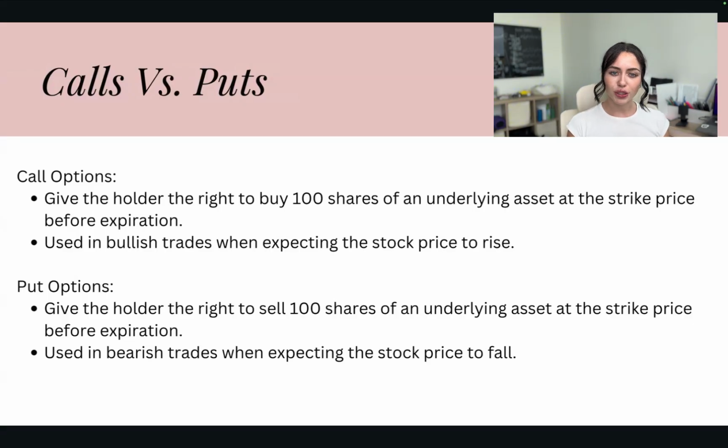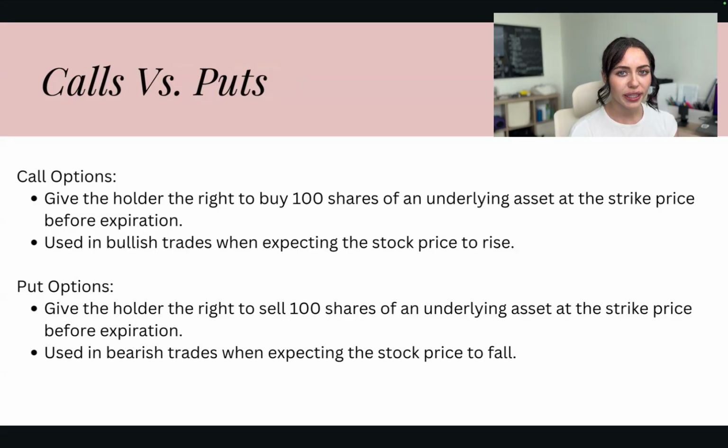Put options give the holder, the buyer, the right to sell 100 shares of an underlying asset. So put options are used when you expect the stock price to decrease or go down, and this is called a bearish movement. So you can think of the put options like a store return policy that guarantees that you can return your sneakers for $100, even if the price on the sneakers goes down to $50. So you can sell the sneakers back at the original price, which is our strike price, and you will not lose any money.